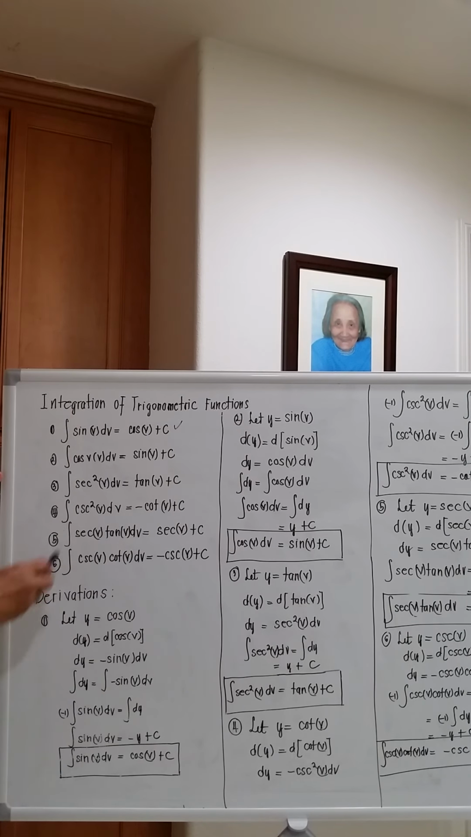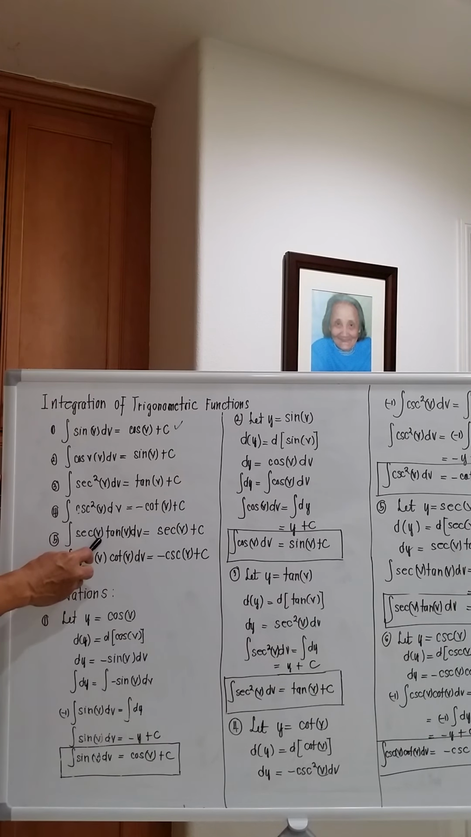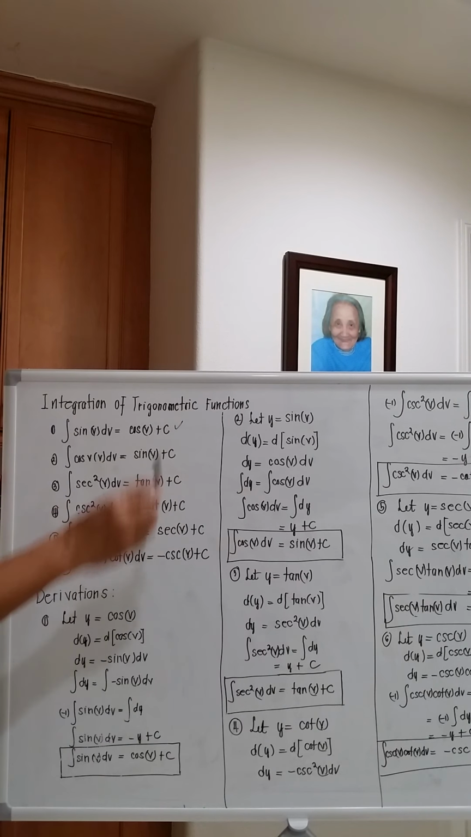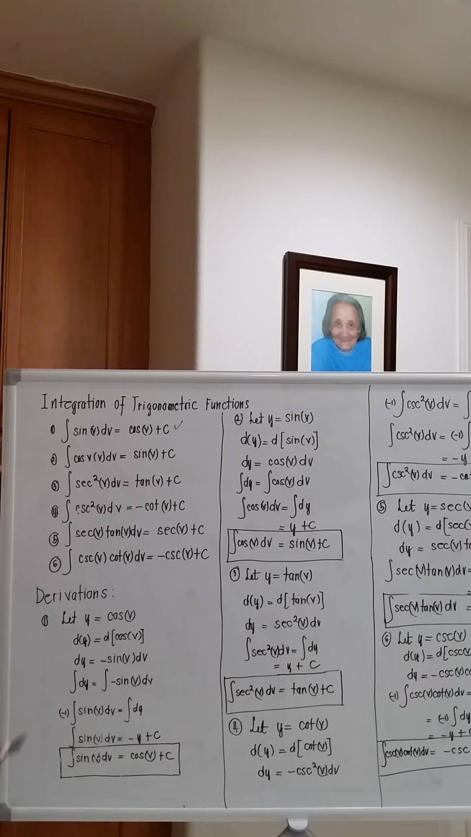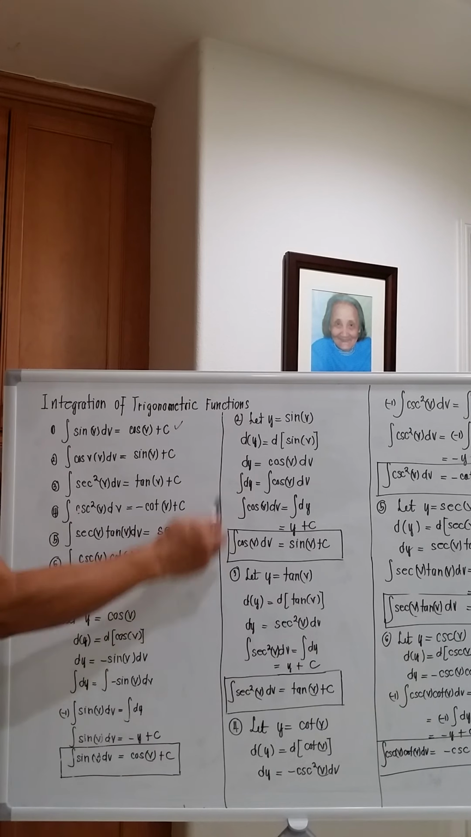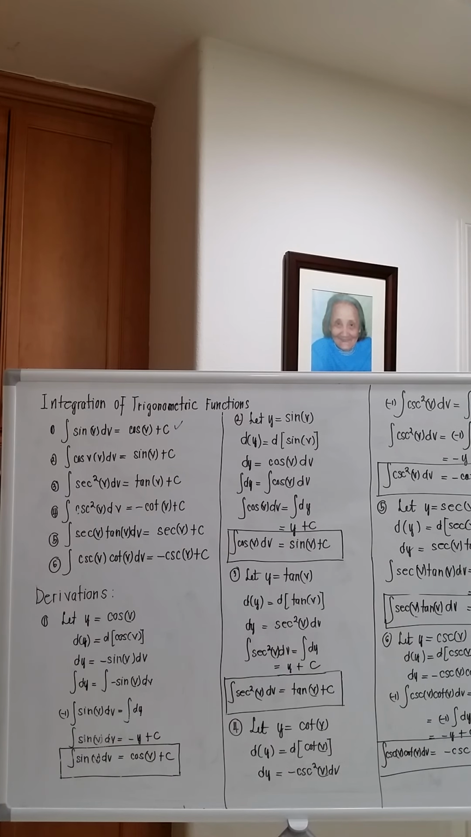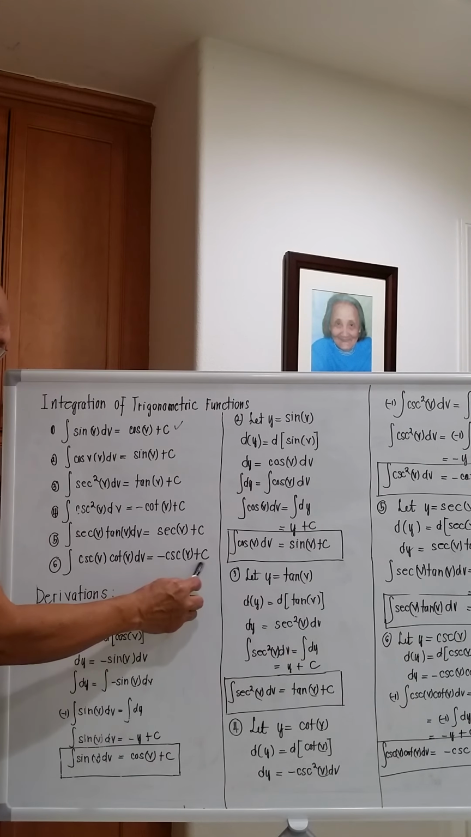Number 5. The integral of secant of b, tangent of b dv, the proper integral will be the secant of b plus c. Secant tangent, the integral is secant, this is plus c. Number 6. The integral of cosecant of b, cotangent of b dv, the integral of that should be cosecant of b, but it should be preceded by negative sign. This is plus c.